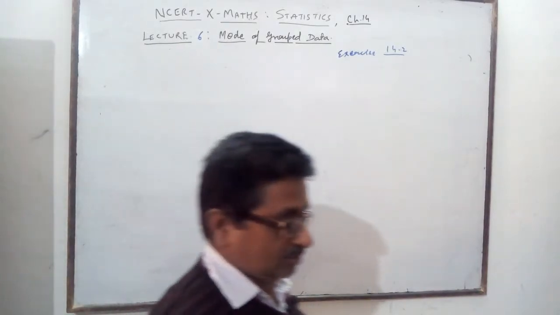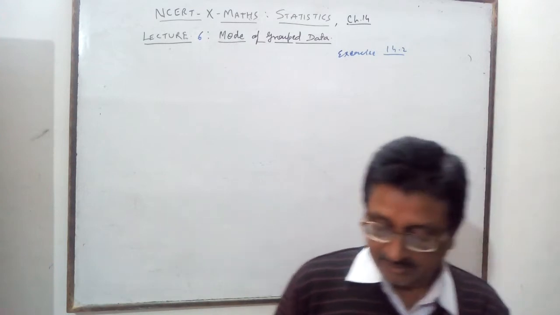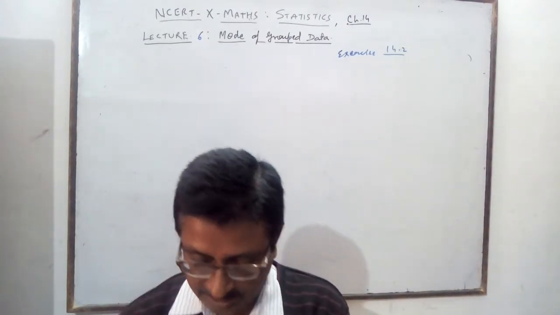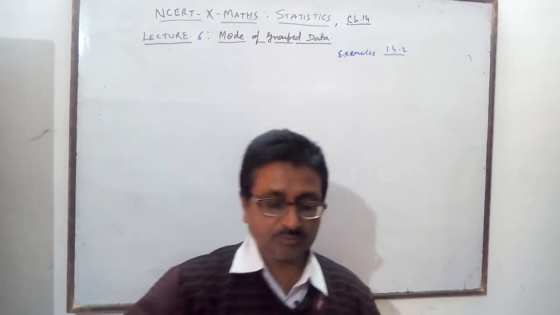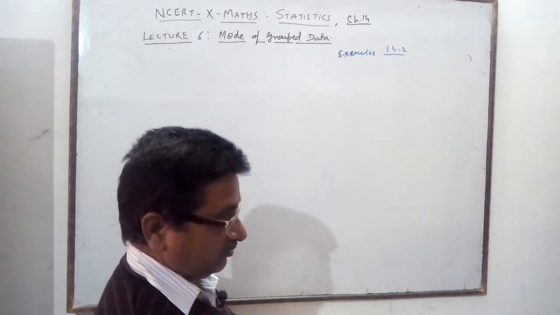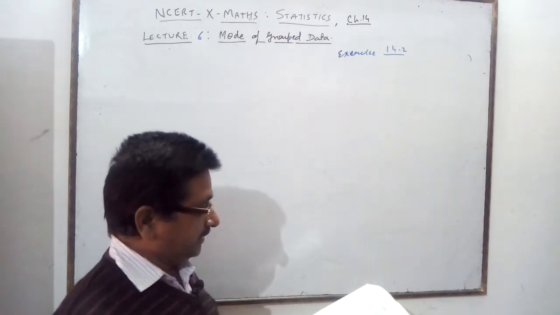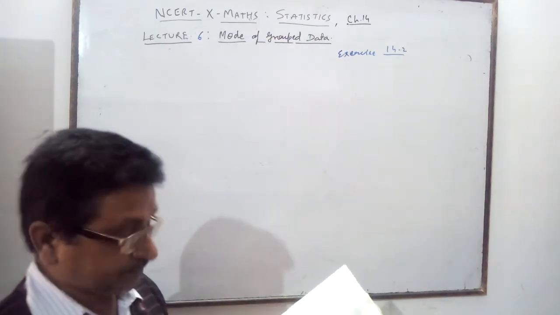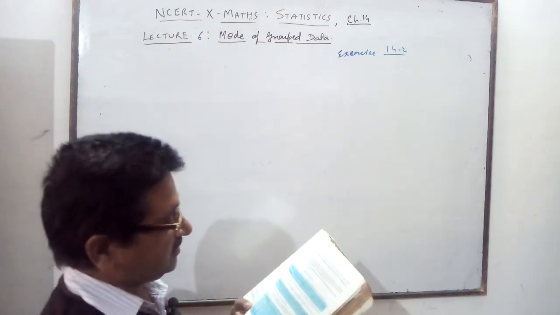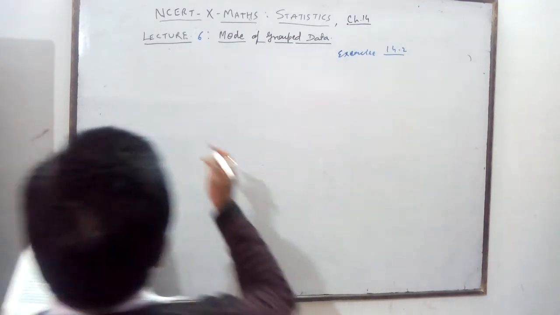Hello students, now you will see the second question of exercise 14.2. How will you find it out? Here is the second question. The following data is given: lifetime and the frequency, for a total of 225.